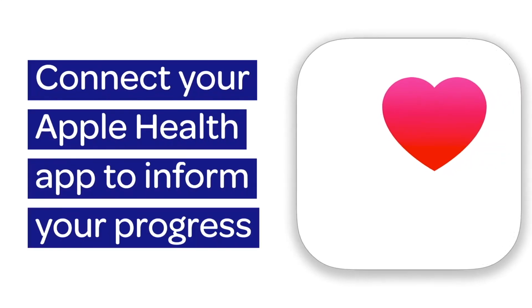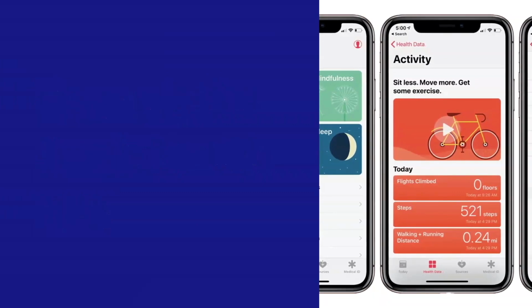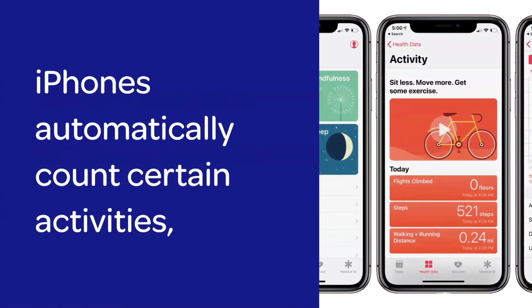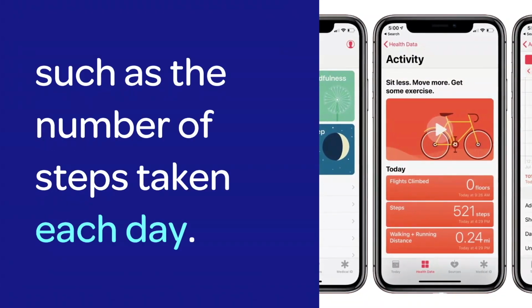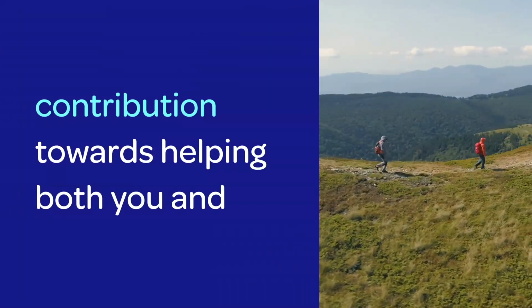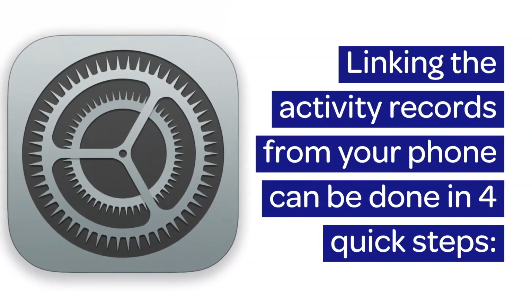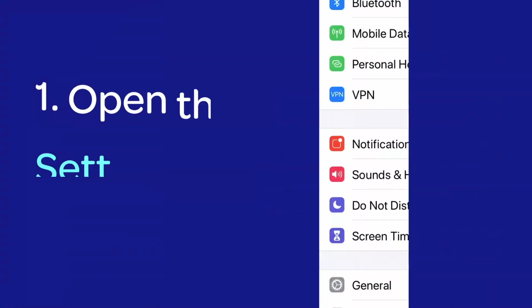Connect your Apple Health app to inform your progress. Through the Health app, iPhones automatically count certain activities, such as the number of steps taken each day. Connecting these records can make a significant contribution towards helping both you and your team understand your progress. Linking the activity records from your phone can be done in 4 quick steps.